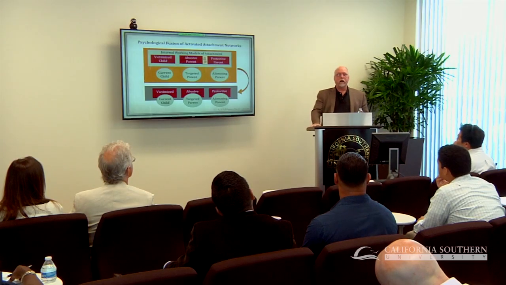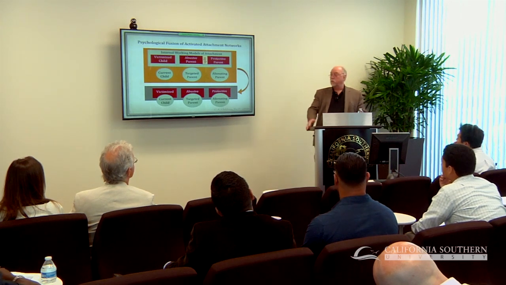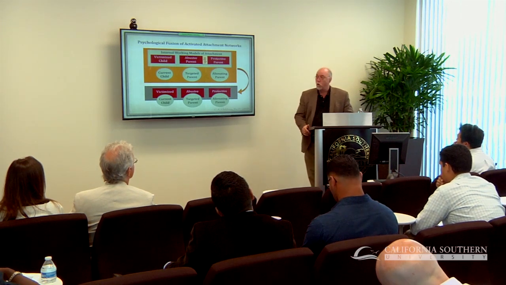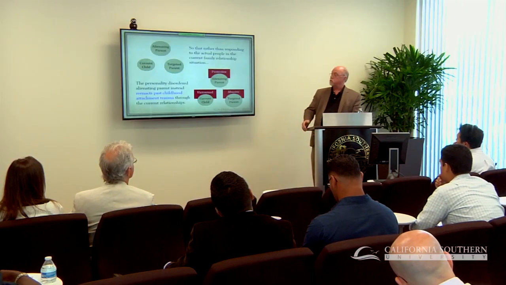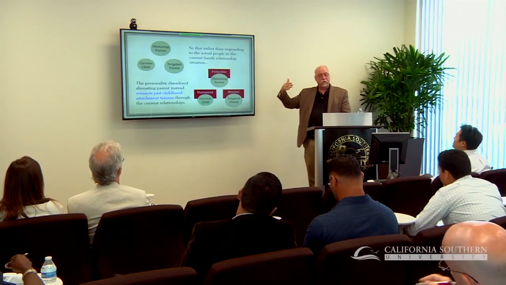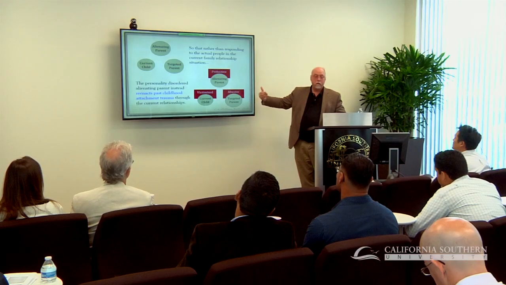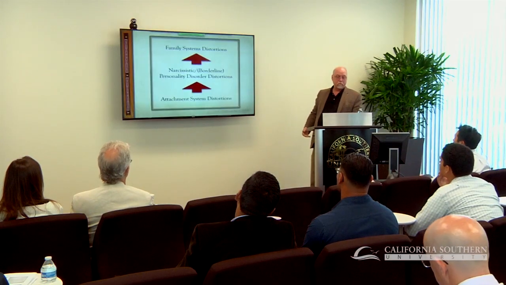They think that child actually is bonded to the supposedly favored parent, and that the other parent, there must be something wrong. Why would the child reject the parent? That's not how the attachment system works. And does the other parent influence you? No, not at all, because it's denied. So what's happening, the features of this, is that rather than responding to the actual people in the current family relationships, the narcissistic borderline parent is responding to and reenacting past childhood relationship trauma.